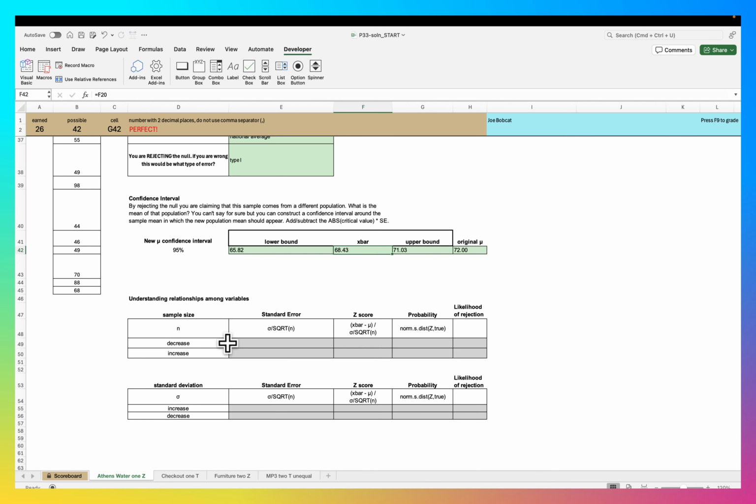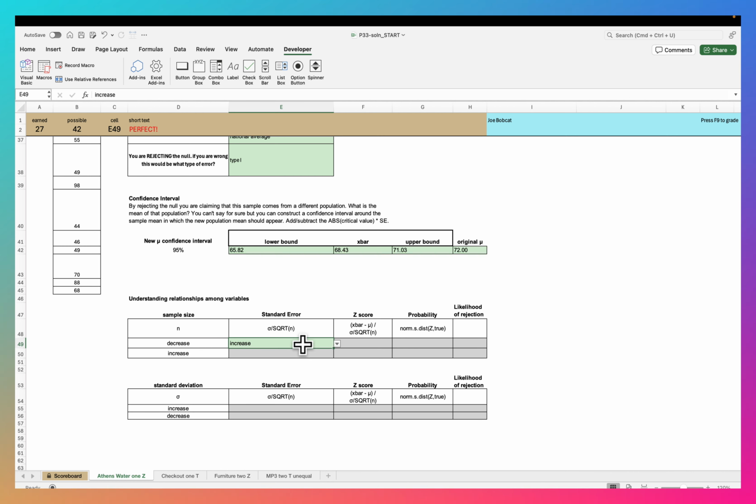If n decreases, what happens? Well, here's our standard error. If n decreases, the denominator decreases, right? If your denominator gets smaller, then your numerator gets bigger by comparison. So your standard error should increase, right? So that's not a good thing. Sample size goes down, we're more likely to make an error.